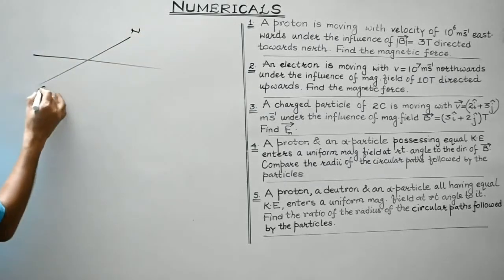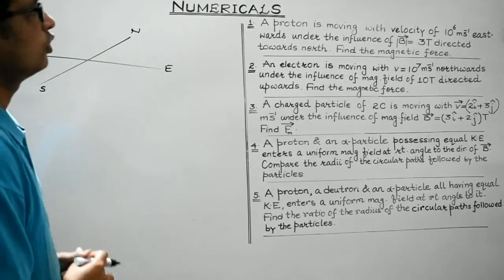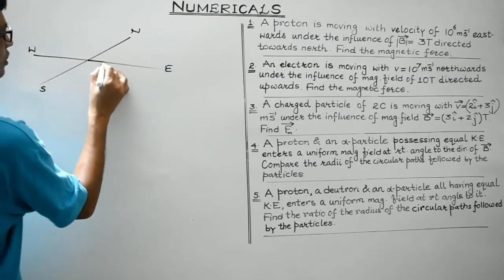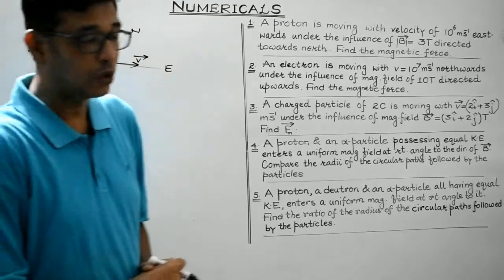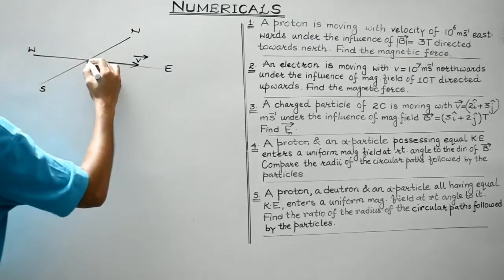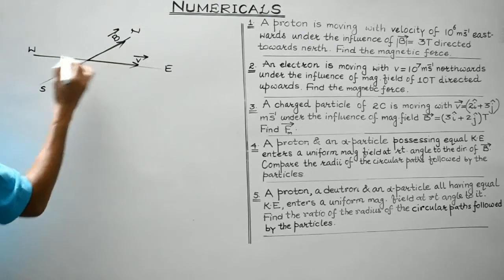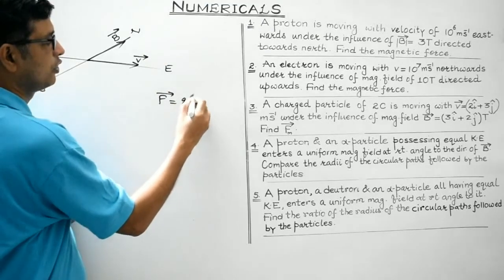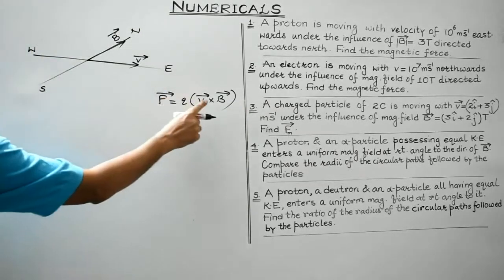Suppose this is north, this is south, this is west, and this is east, and this is the vertical direction. So a proton is moving with a velocity of 10 to the power 6 meters per second due east. This is the direction of motion of the positively charged particle, the proton, under the influence of a magnetic field of 3 Tesla directed towards north. This is the direction of the magnetic field. So students, the angle is 90 degrees, and we are aware that F vector is equal to Q V vector cross B vector, isn't it? So this is the cross product.